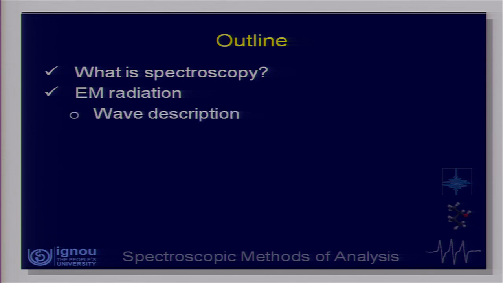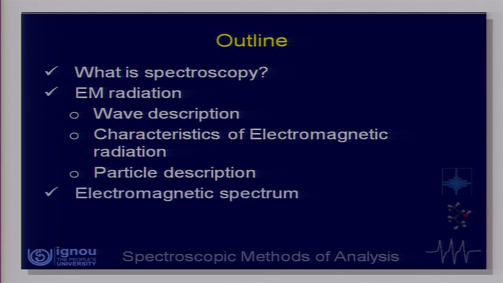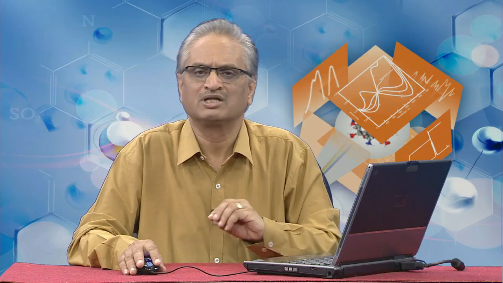And in this context, we will talk about the 2 descriptions of electromagnetic radiation. The first one happens to be the classical or wave description, and having done that, we will move on to the characteristics of electromagnetic radiation. We will spend a lot of time on this because there are very important characteristics which we need to learn about. Thereafter, we will move on to the particle or the quantum mechanical description. Then we will briefly touch upon the electromagnetic spectrum, and towards the end we will sum up what we do in today's session. Okay. Now, let us begin by defining what is spectroscopy.